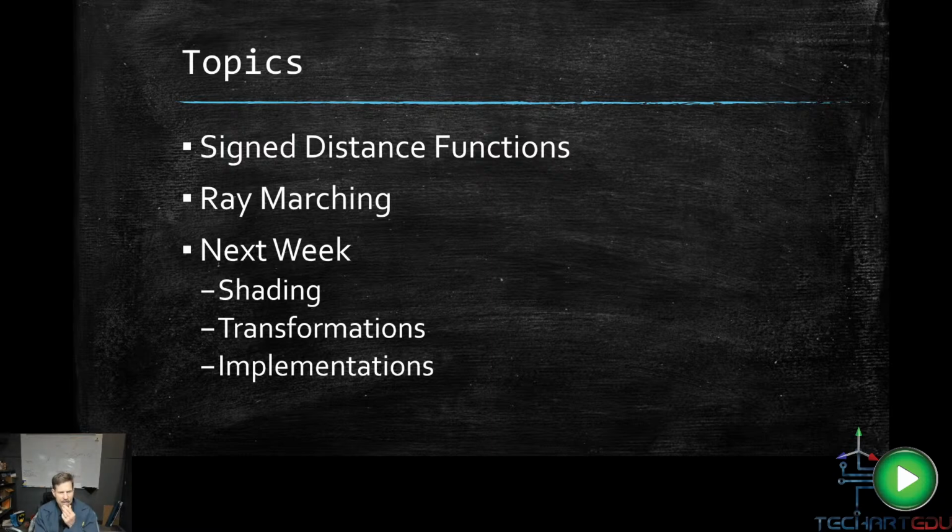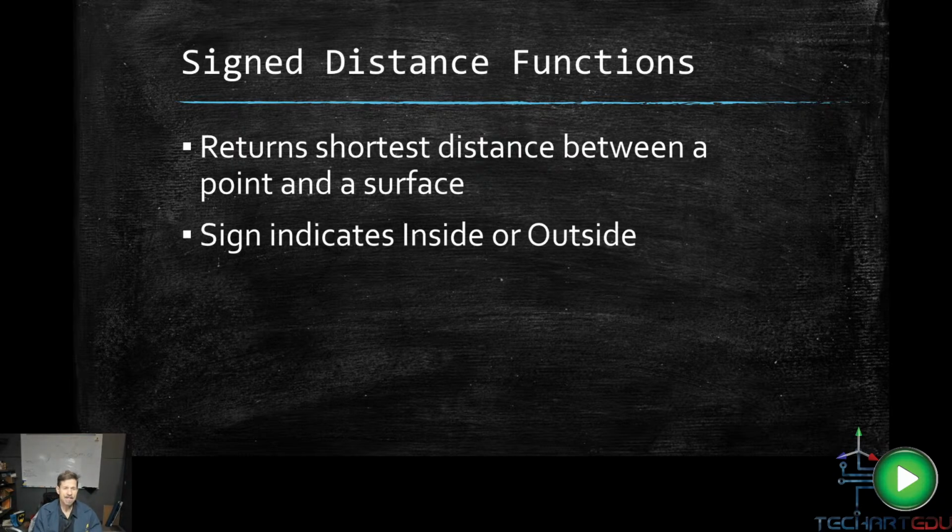All right, so let's get started dealing with signed distance functions. Signed distance functions are what ray marching is all about. Some people call them SDFs, and a signed distance function is really just a mathematical formula. It's just a mathematical function that returns the shortest distance between a point and a surface. And that's really all it does.